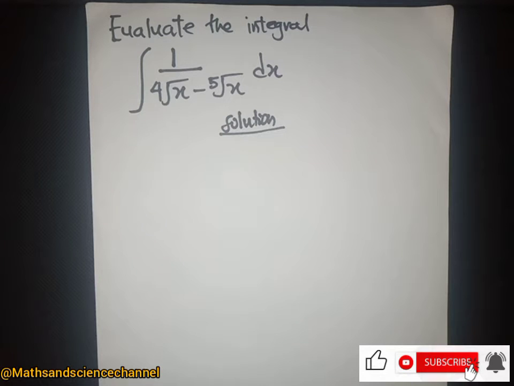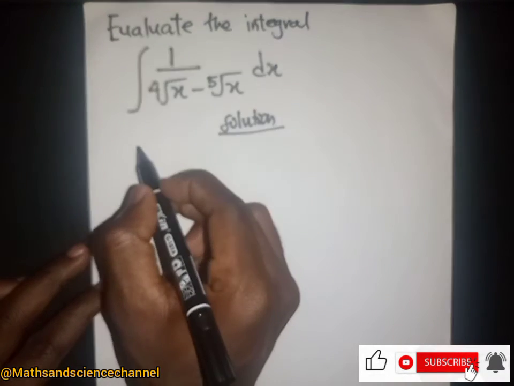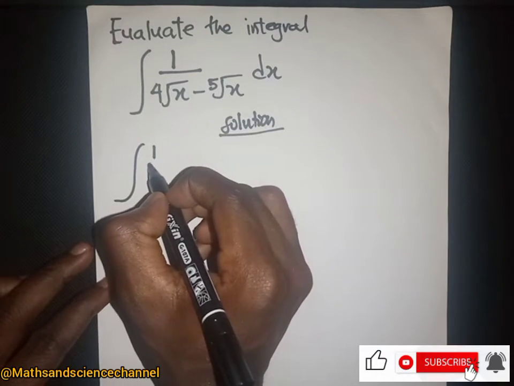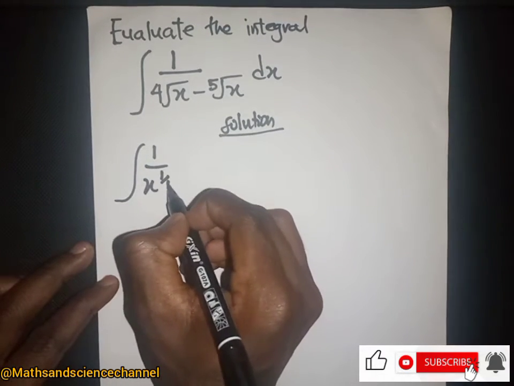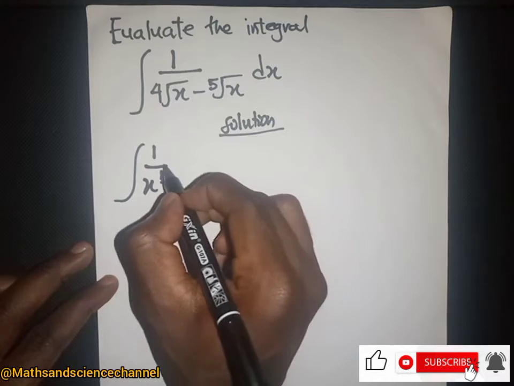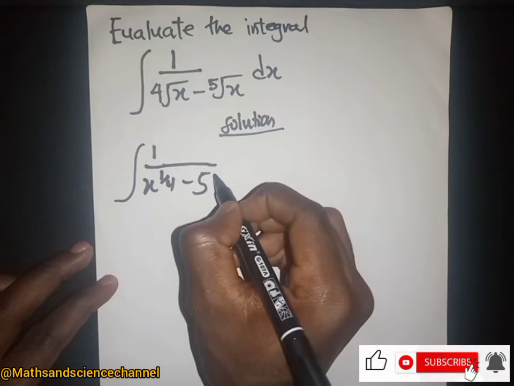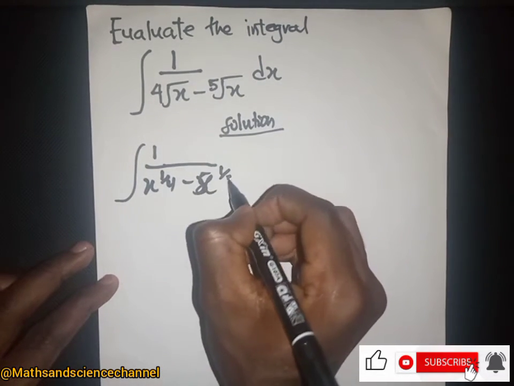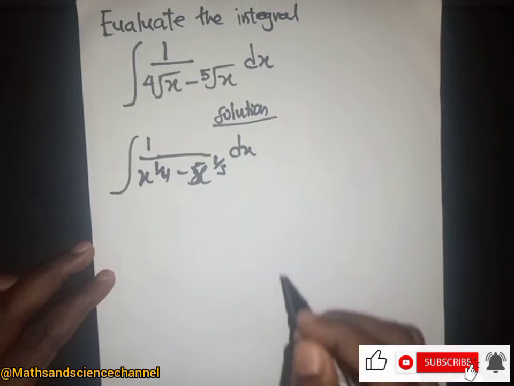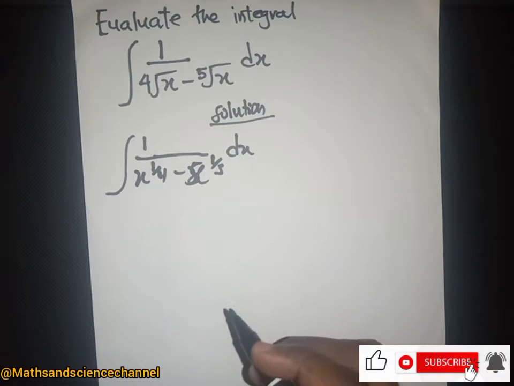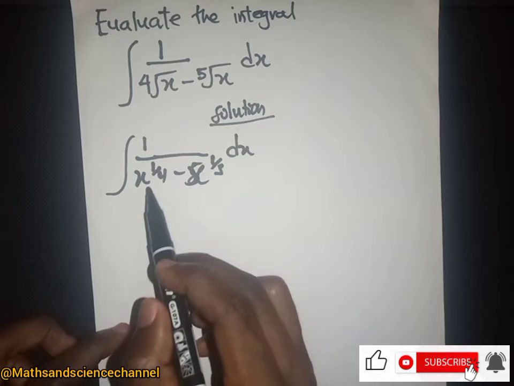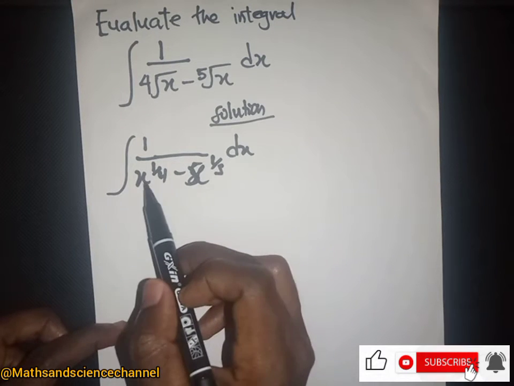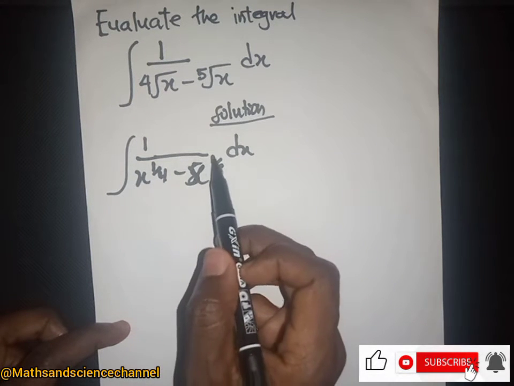Use substitution, but when we do that, we realize that it won't be easy to do and it will look very complicated. So the best thing is that we can write this as 1 over x to the power 1 over 4, minus x to the power 1 over 5, dx. Now with this, what we'll do is to look at the denominator. We have x to the power 1 over 4 and x to the power 1 over 5.